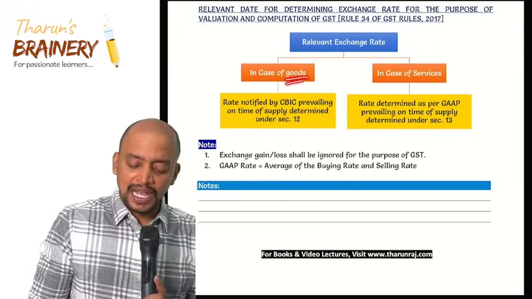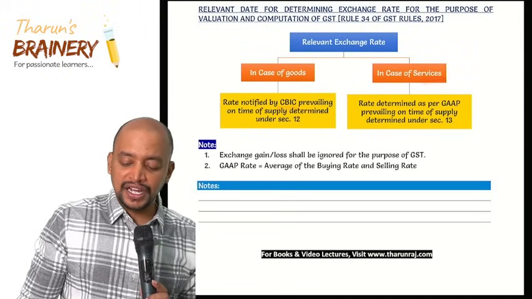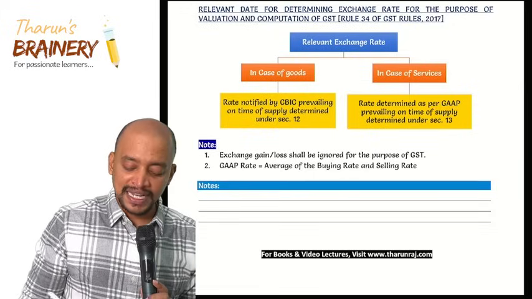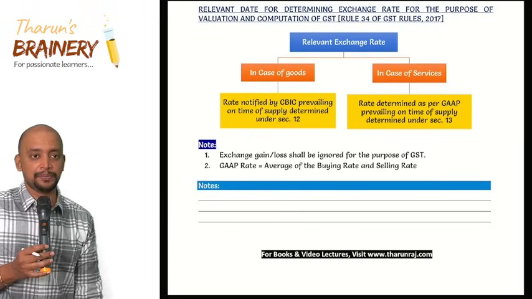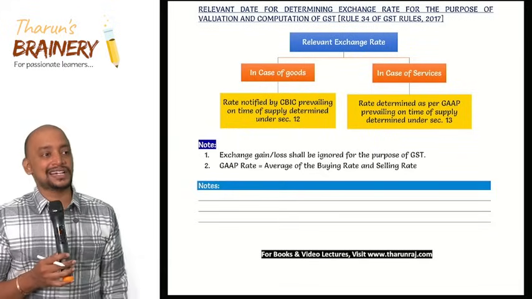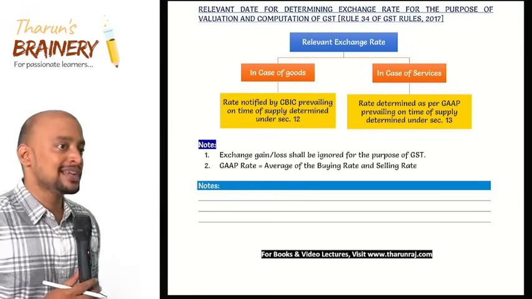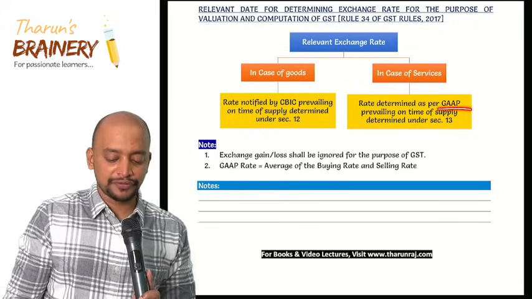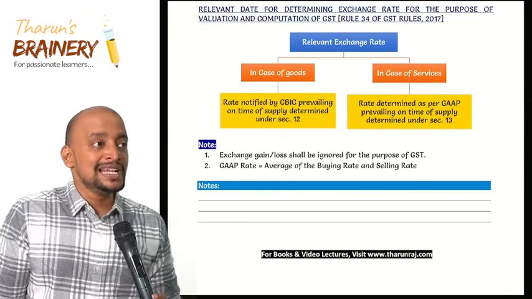If it is goods, I need to take the CBIC notified exchange rate. If it is services, I need to take the GAAP rate. What is the GAAP rate? Generally accepted accounting principles. The average of the buying rate and selling rate for the day should be taken. That is the GAAP rate. As per accounting standards and Ind AS, whenever the transaction is happening in foreign currency, we need to recognize that transaction using the average of the buying rate and selling rate. So therefore, that is the GAAP rate. So for goods, which rate to be taken? CBIC notified rate. For services, we need to take the GAAP rate.